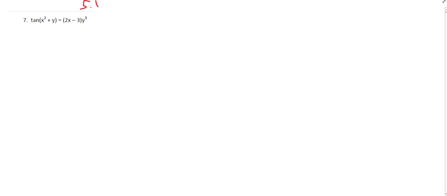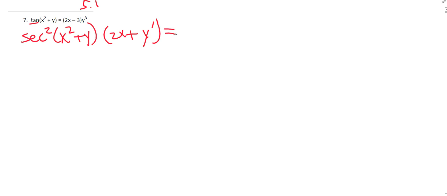So let's take the left side. Of course, the derivative of just tangent is secant squared, and we're not going to touch the angle at first. And then the derivative of the angle is 2x plus the derivative of y is 1, so it's 1y prime.